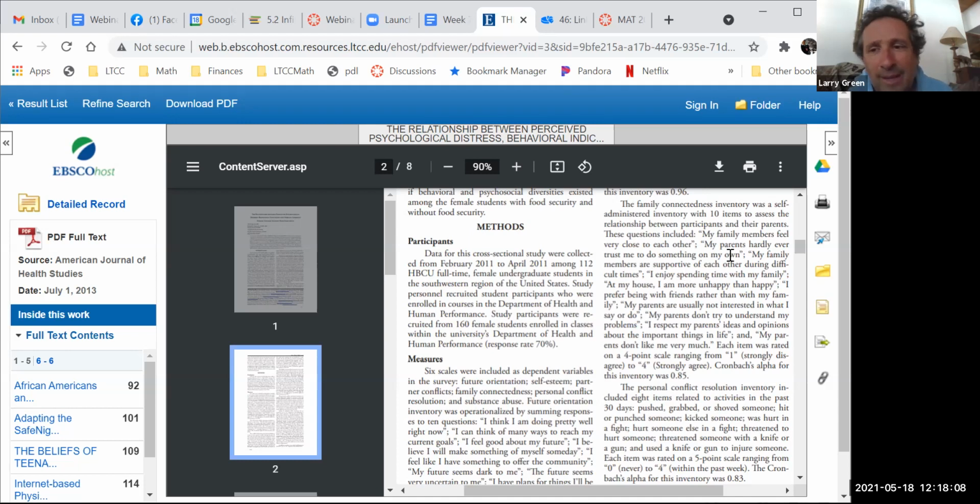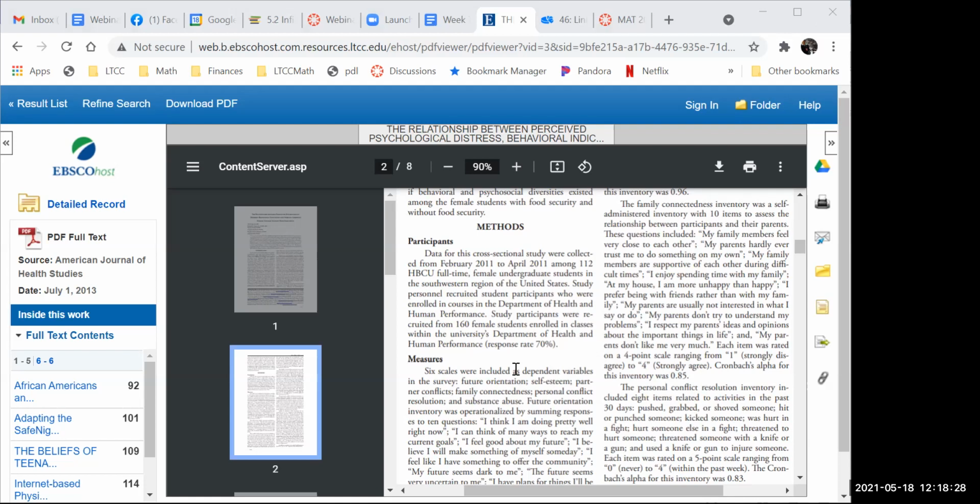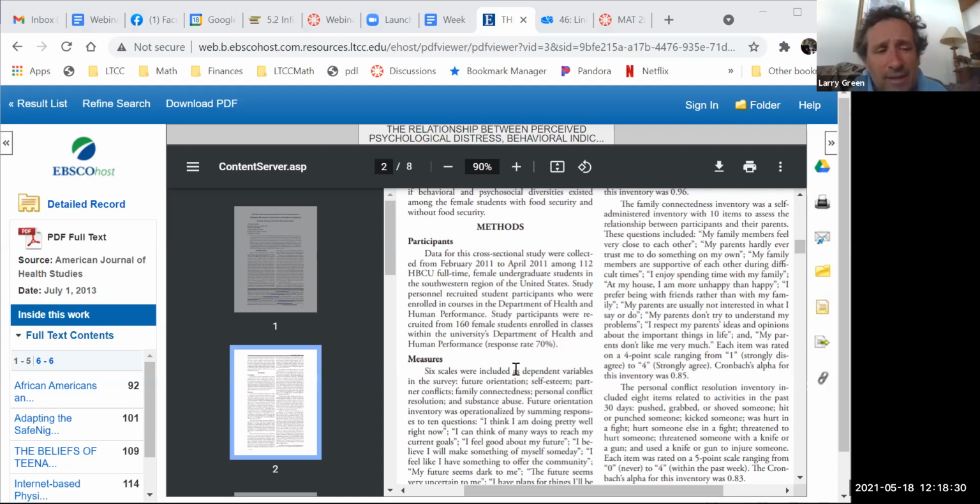Do you think that's a big sample, by the way? We can go back to our old stuff now. Big sample, small sample? What do you think? 112? Small sample? Yeah, this is a pretty small sample if what you're looking at is qualitative data, like a yes/no question. If it's quantitative, it's actually pretty big.